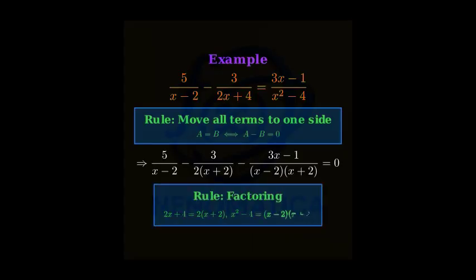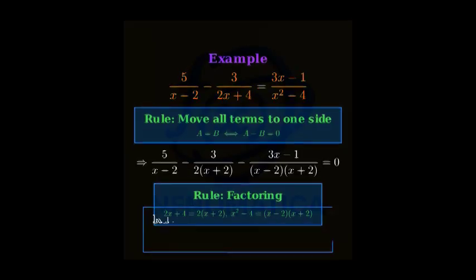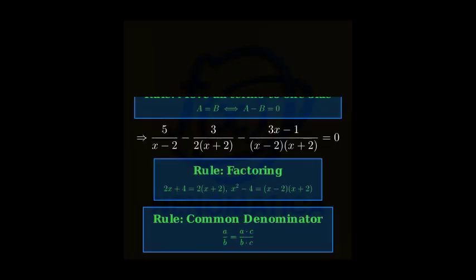Now, before we can combine these fractions, we need to find a common denominator. Notice that 2x plus 4 can be factored as 2 times x plus 2, and x squared minus 4 can be factored as x minus 2 times x plus 2. So our common denominator will be 2 times x minus 2 times x plus 2. Now, let's convert each fraction to have this common denominator. For the first fraction, we multiply both numerator and denominator by 2 times x plus 2. For the second fraction, we multiply both numerator and denominator by x minus 2. And the third fraction already has the denominator we want, but we need to multiply by 2.